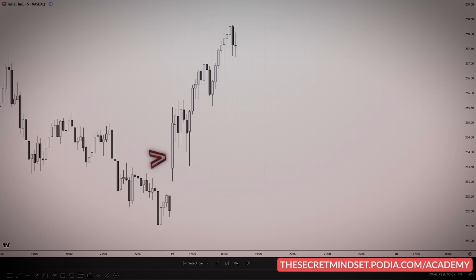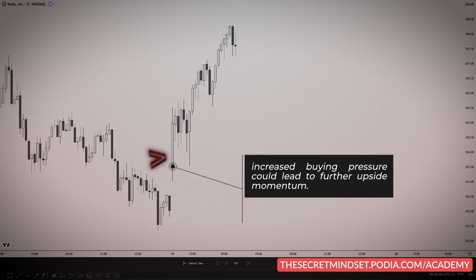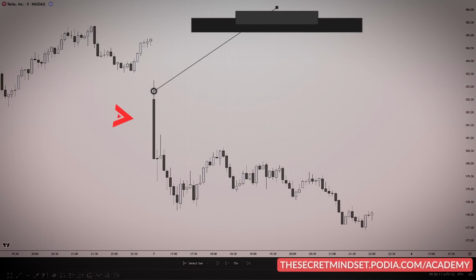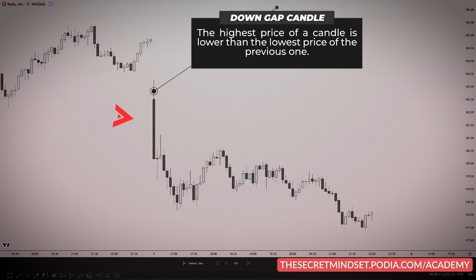This can serve as a powerful signal to look for buying opportunities, as the increased buying pressure could lead to further upside momentum. A down gap candle occurs when the highest price of a candle is lower than the lowest price of the previous one.